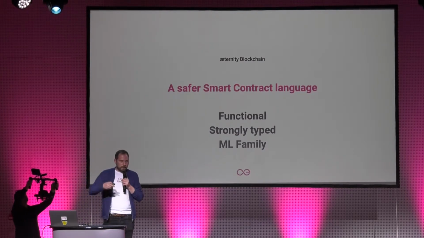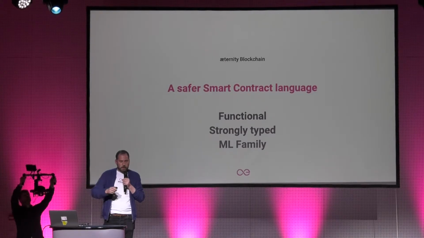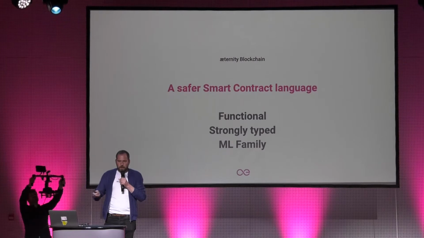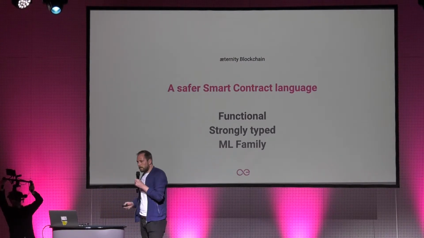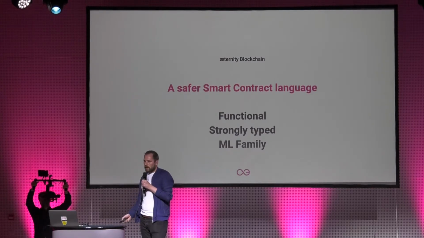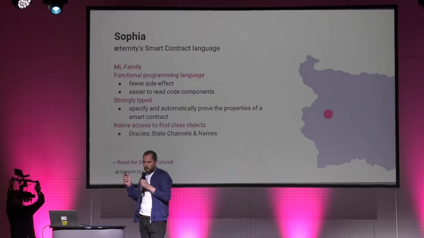So these are all features that are already implemented on the protocol level. So another way to make smart contracts safer is what we do: develop a new smart contract language that makes it safer to execute this language.